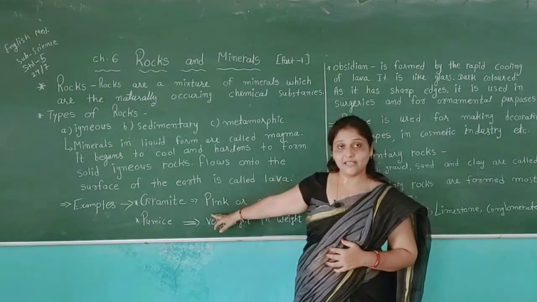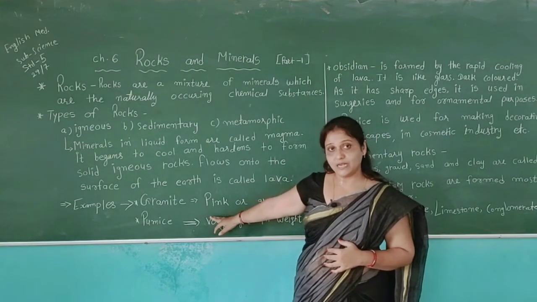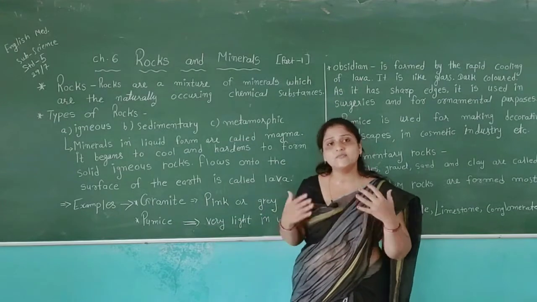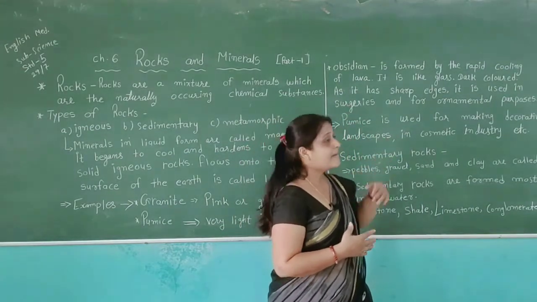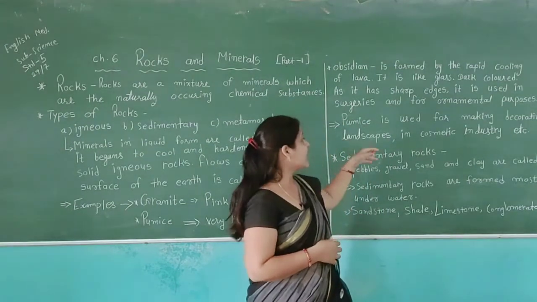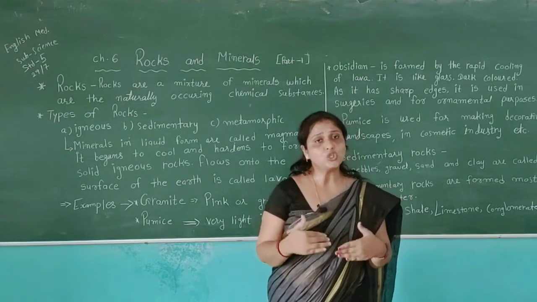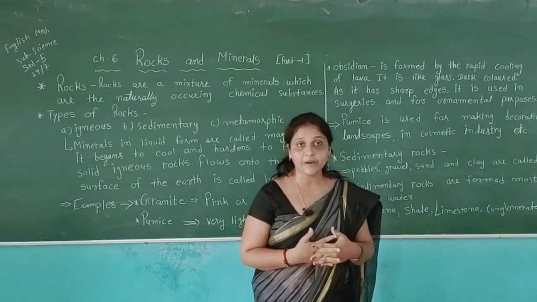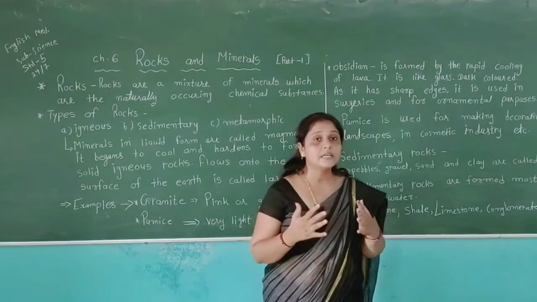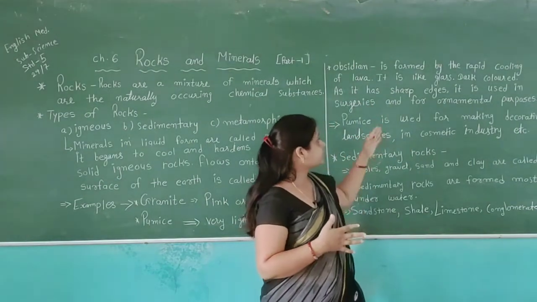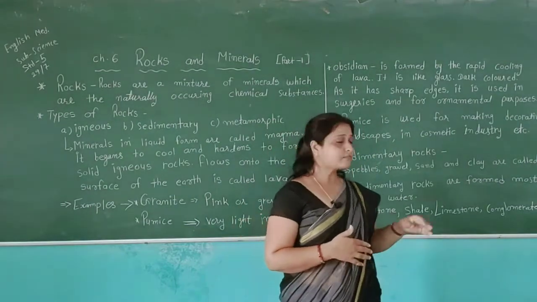First, granite is very hard and strong, so it is used to construct buildings. Then, pumice is very light in weight, so it is used for making decorative landscapes. Also, in the cosmetic industry, some people use it to scrub their feet. Then, obsidian is used for ornament purposes and also in surgeries.